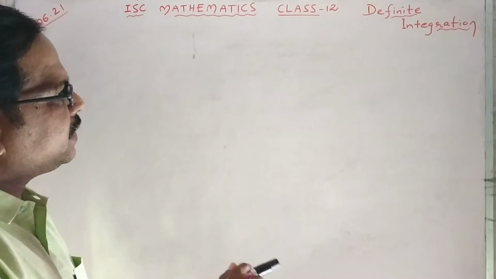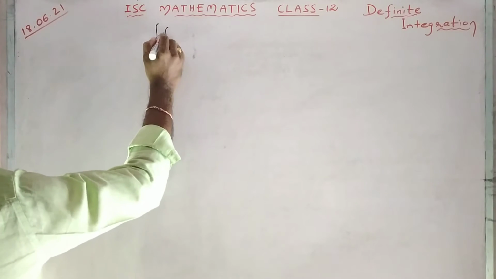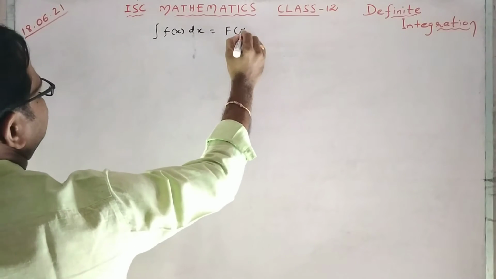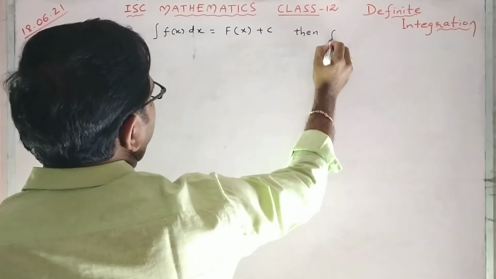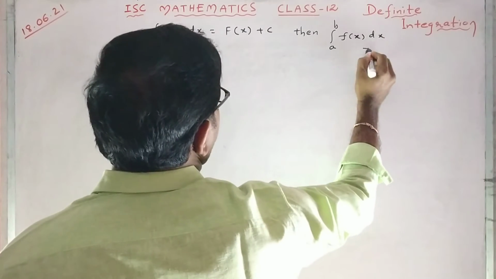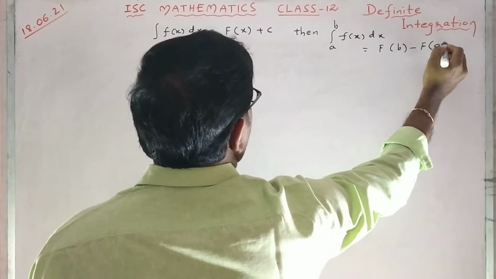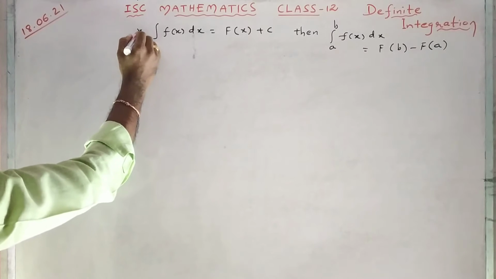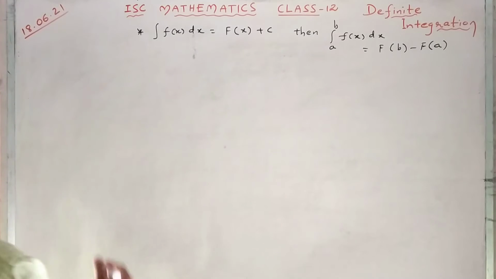In definite integration, if integral f of x dx equals capital F of x plus c, then integral a to b f of x dx will be capital F of b minus capital F of a, upper limit minus lower limit. So as usual, same procedure for definite integration, but there is no constant here.